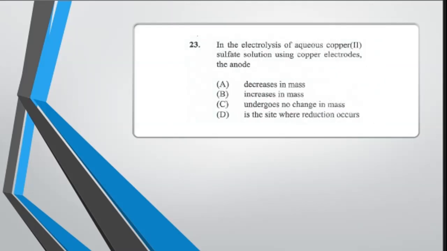All right, 23. In the electrolysis of aqueous copper 2 sulfate solution using copper electrodes, the anode, so let's take that in mind. You have copper electrodes.